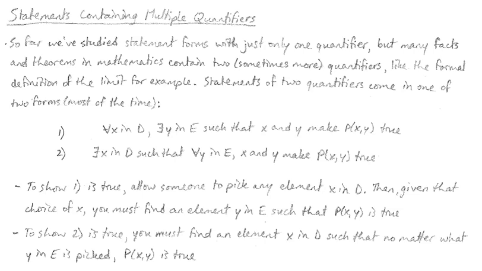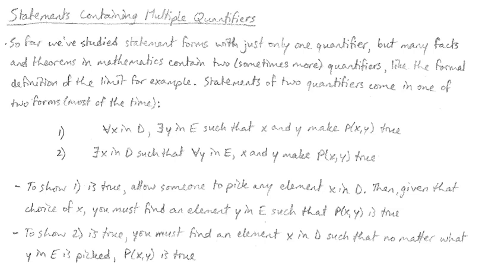So the first one is, for all x in some domain D, there exists a y in the domain capital E such that x and y make p of x comma y true. And the second type of statement that involves two quantifiers that you'll see for the most part is there exists x in D such that for all y in E, x and y make p of x comma y true.